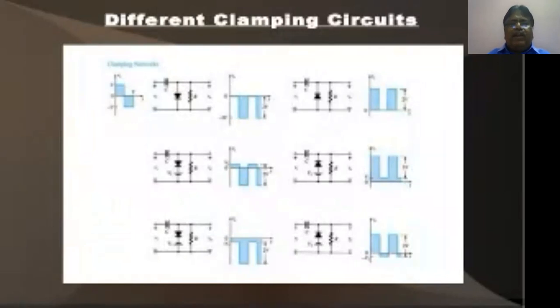So here different clamping circuits are shown. The different clampings are positive clamping and negative clamping, unbiased clamping and biased clamping.